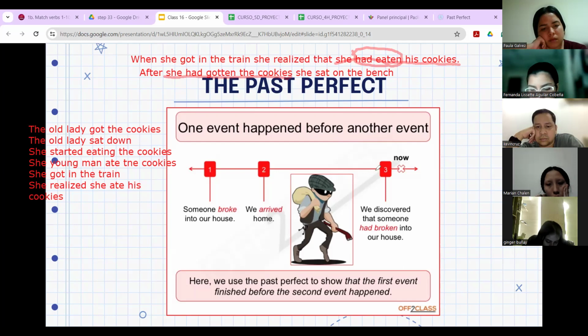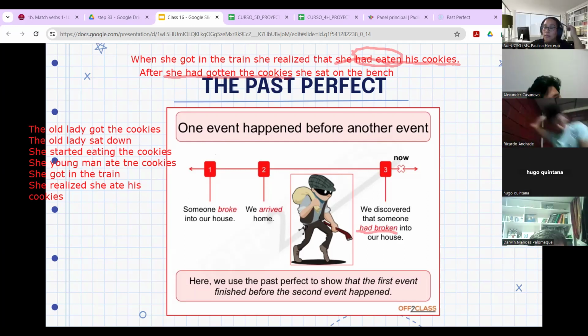So I could say that we discovered that someone had broken into the house when we arrived home. Okay? So at this point, we discovered. What was the first thing that happened in the past? Someone broke into the house. So I'm going to use had broken. When I'm talking in the past, it's all about the thing that happened first in the past.